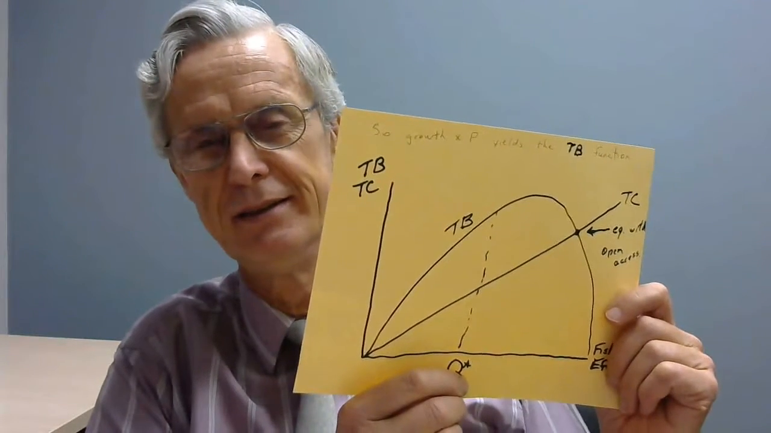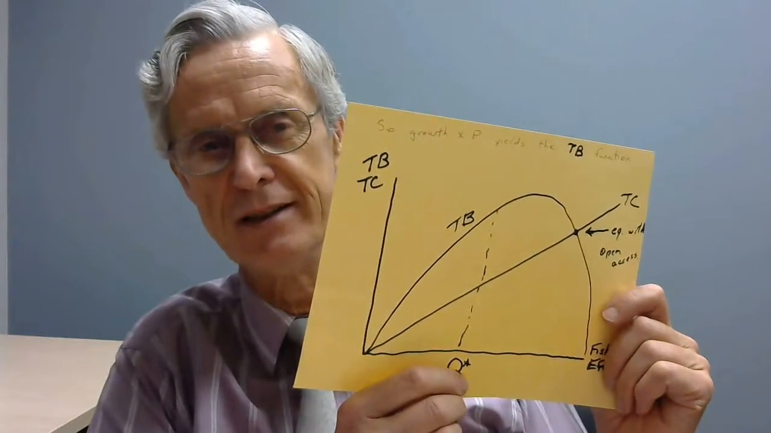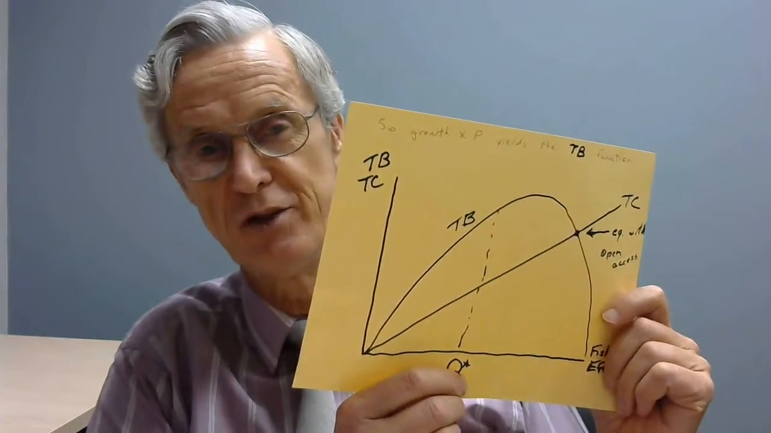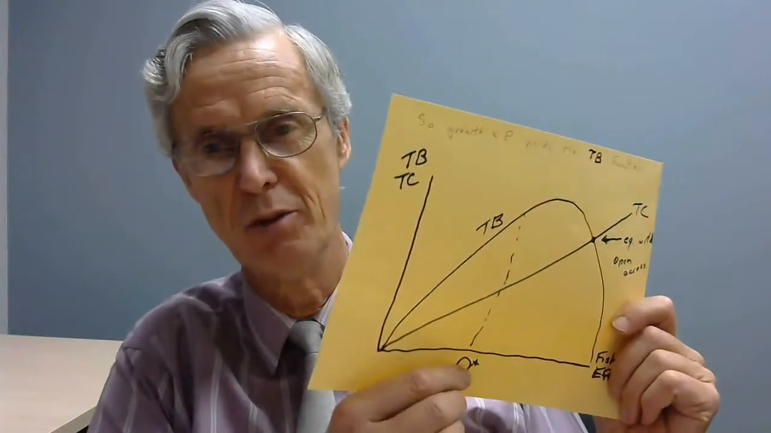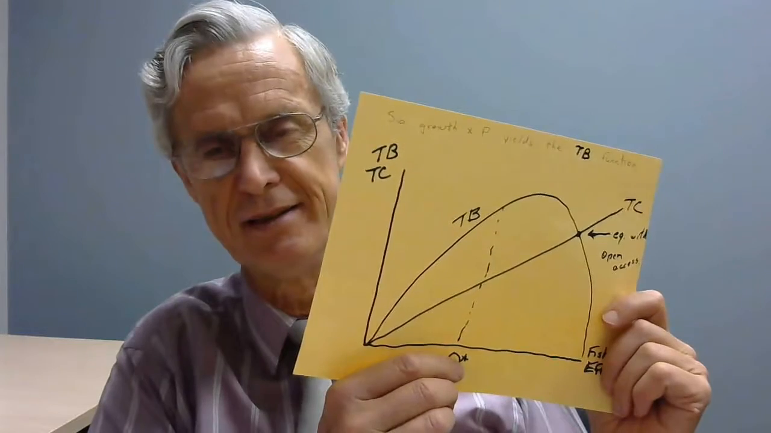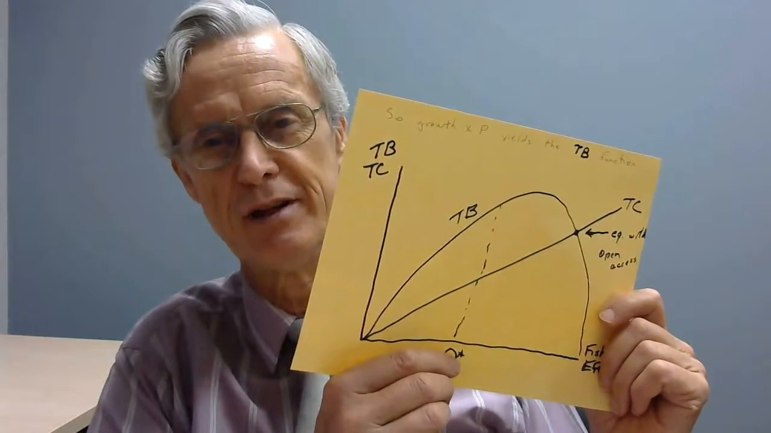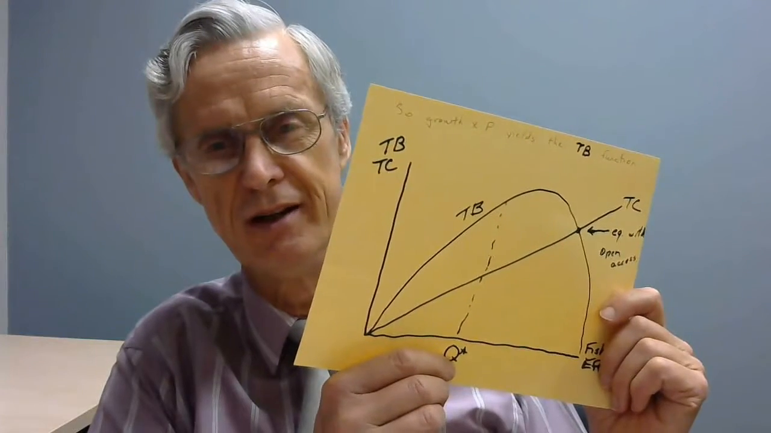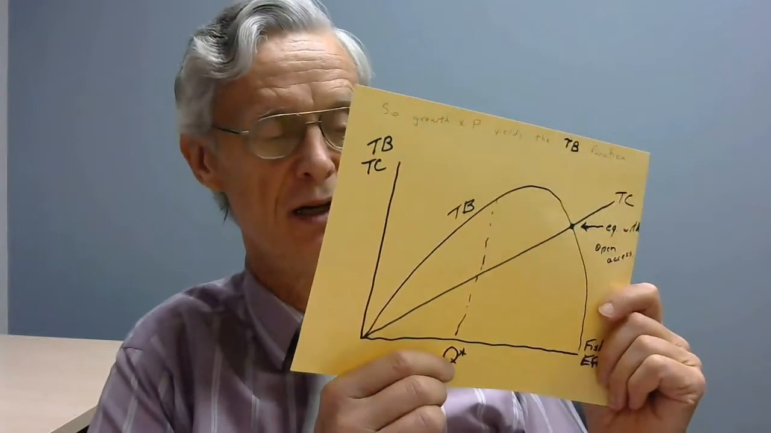That's the quantity at which the slopes of the two lines are equal. The slope is the change in the total benefit, the marginal benefit, okay? The slope of the TC line, the total cost line, is constant, okay? So wherever the slope of the total benefit line is equal to the slope of the total cost line, that's at Q star, that maximizes net benefits, right? So that's the most efficient amount.